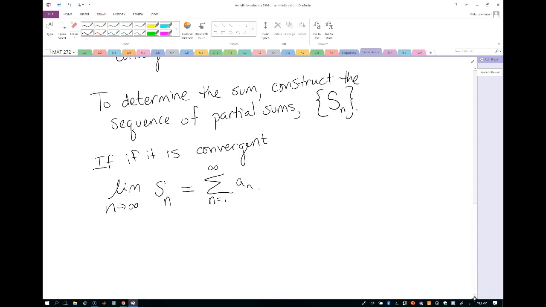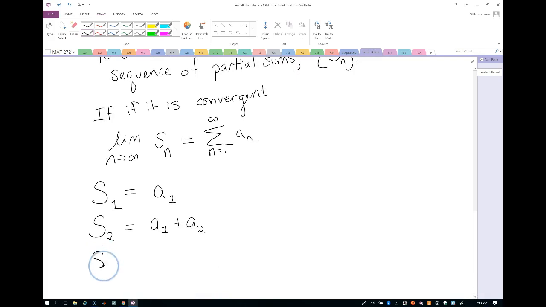So our sequence of partial sums starts off with S sub 1. Just like every other sequence, we start by plugging in 1. And what that tells me is I'm going to add together the first 1 terms in the sequence. That means I'm just going to do the first term. S sub 2 means add together the first 2 terms of your sequence, so A sub 1 plus A sub 2. S sub 3, add together the first 3 terms. So you see the pattern here.